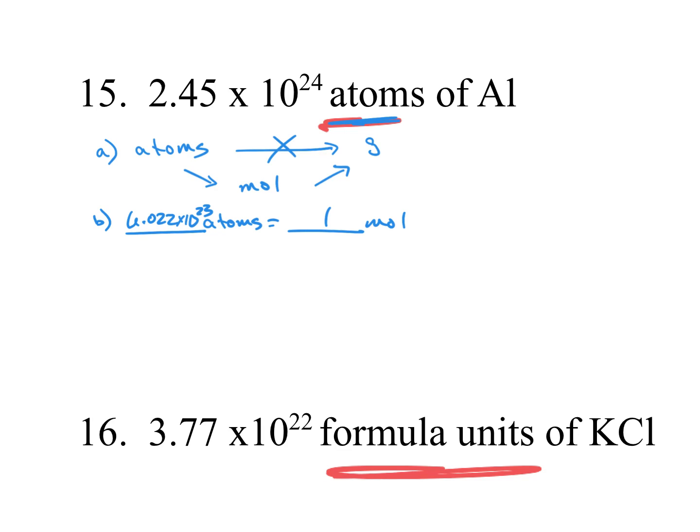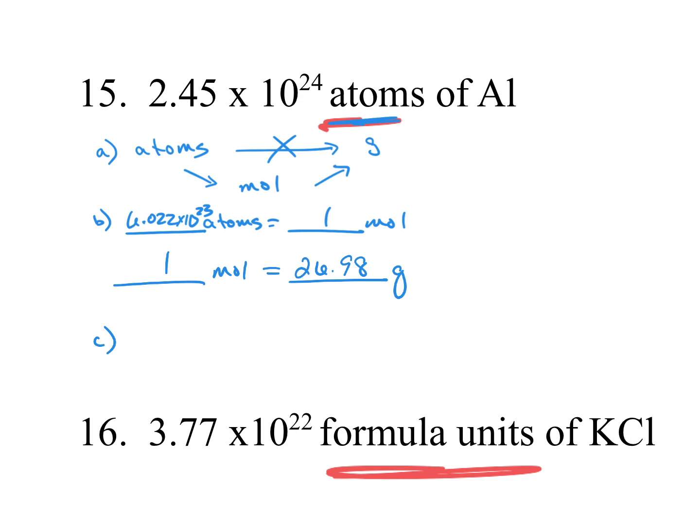Oh, and then the next conversion is moles to grams. If you're trying to get mass, you need the number from the periodic table. So moles is equal to a certain number of grams. So if you have 1 mole of aluminum, if you were to look up on the periodic table, that's 26.98 grams of aluminum.